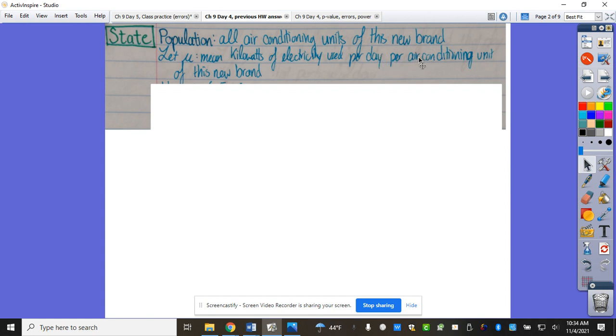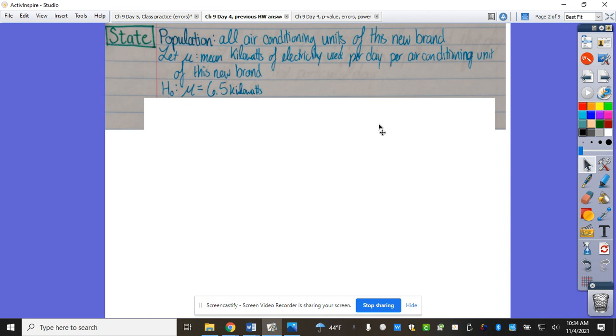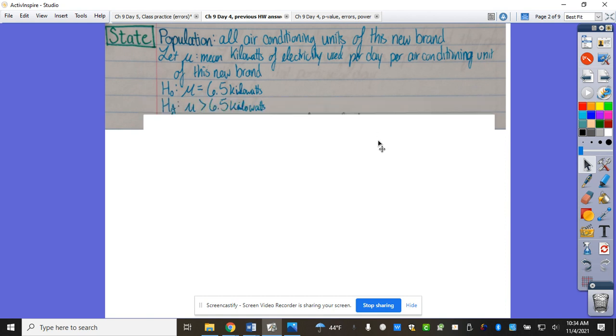So I again wrote air conditioning units of this new brand. But do I really need anything past here? No. So I've already defined it, so that's fine if you don't restate your population and your parameter. So my null hypothesis is what? That what equals 6.5? Yeah. Mu equals 6.5 kilowatts. And then our alternative is mu is greater than 6.5 kilowatts. And the last thing I need for state, let alpha, which in this case is.